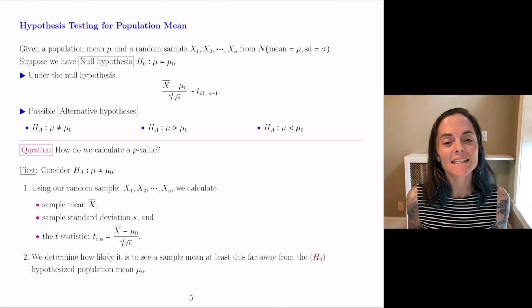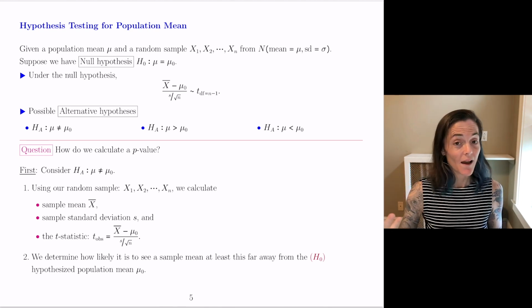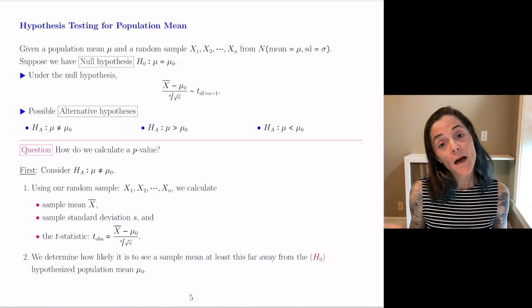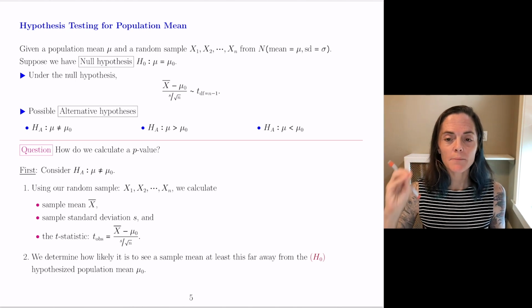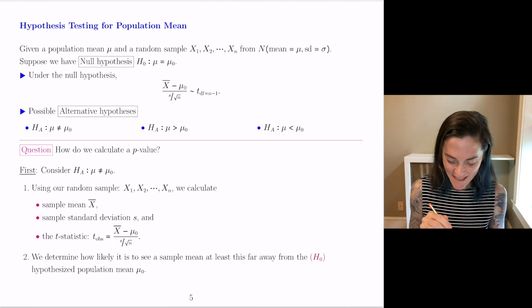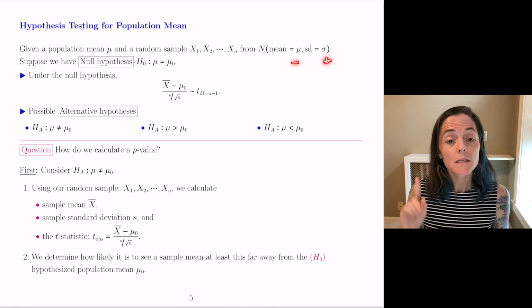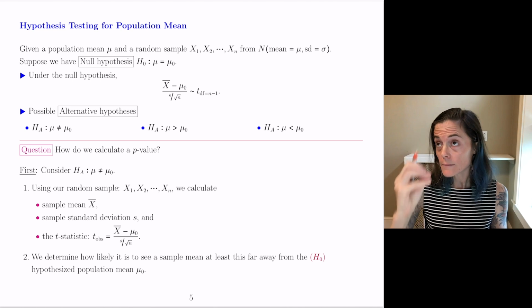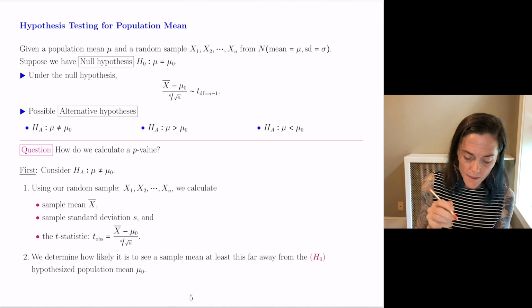Now we're ready to discuss our very first hypothesis test. Now that we have discussed terminology, let's begin. This is hypothesis testing for population mean. So given a population mean mu and a random sample of size n from the normal distribution, mean mu, standard deviation sigma, suppose our null hypothesis is that mu is some mu 0. So this is our null hypothesis right here.